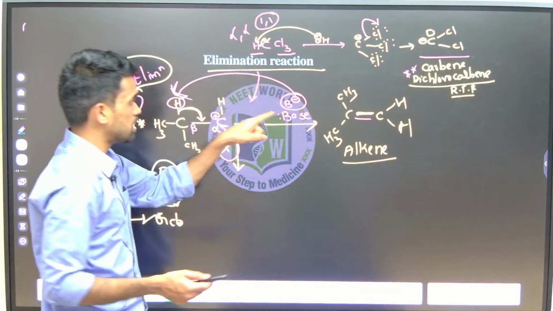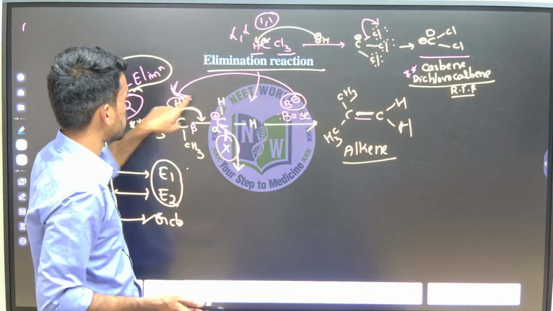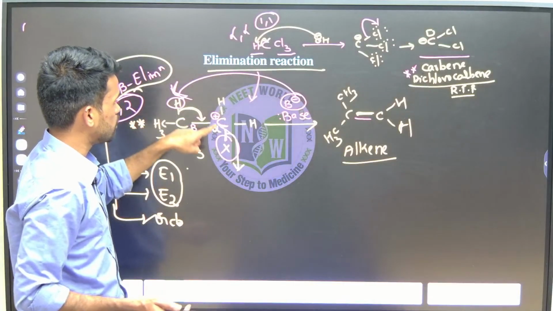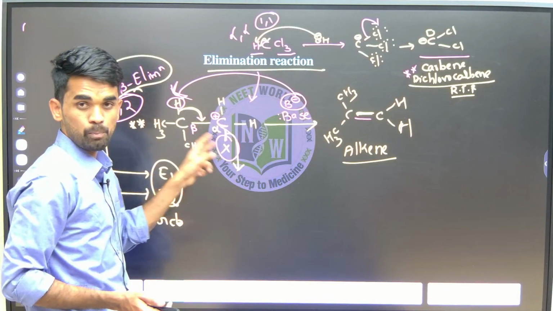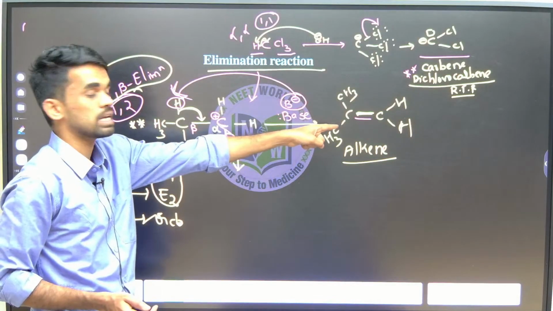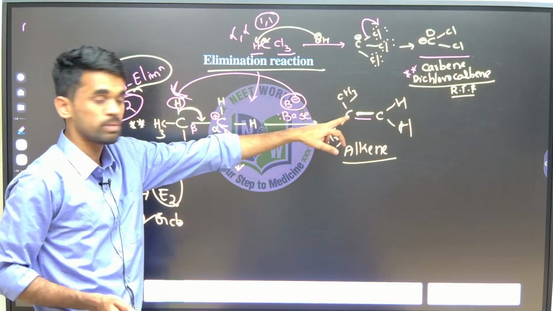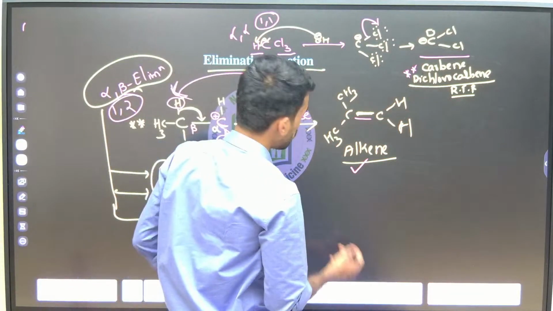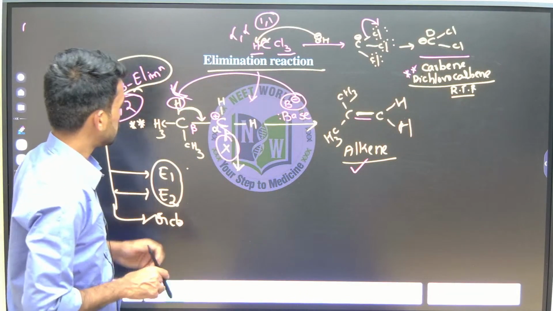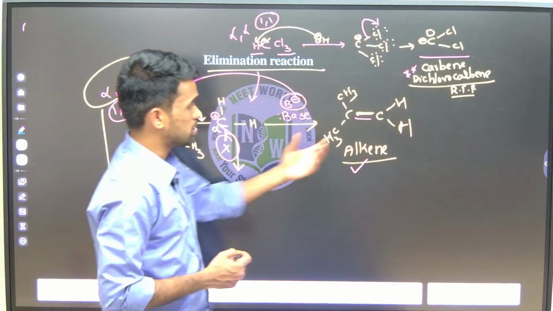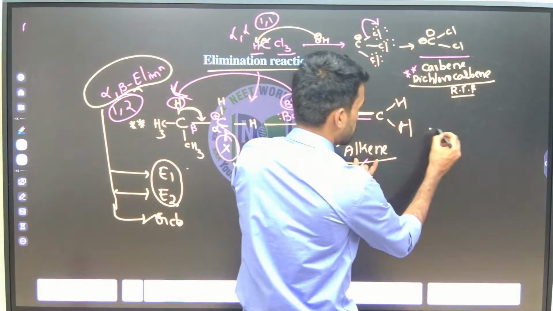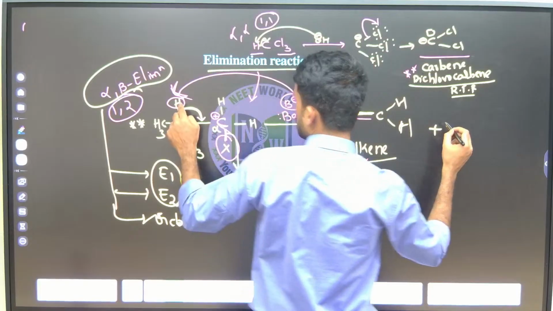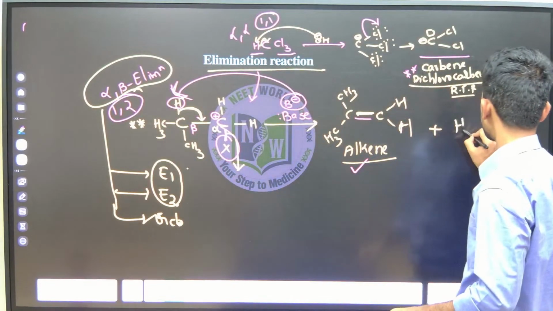Tell me. So there is a usage of base that is abstracting a proton, and that will be making an alpha beta unsaturated product, like a pi bond is forming. Okay, alkene. So we can say an unsaturated compound is formed right now. Again, if you observe, there is only one substrate, but on the product side you will get one product as well as you are removing HX. So you are getting something like HX.